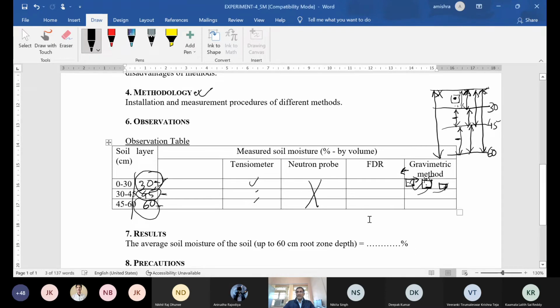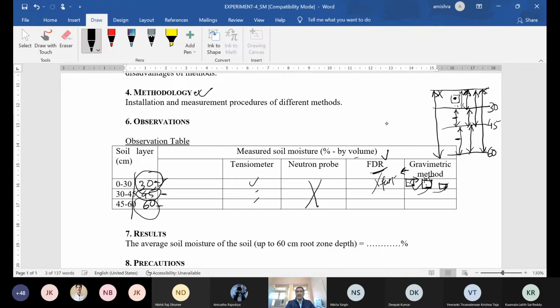so can you see my screen? Yes, sir. Okay. Then FDR, we are simply taking the percentage of frequency domain reflectometry value, and there is a multiplier factor which is given in the observation. So FDR reading multiplied by the factor, you will get the soil moisture content on a volume basis.